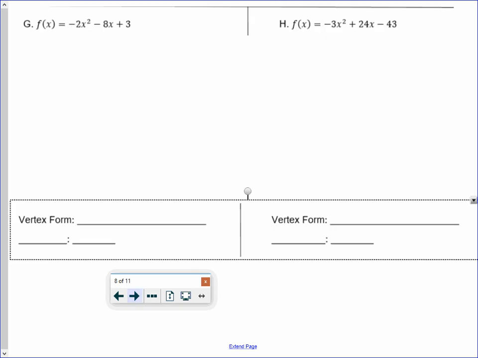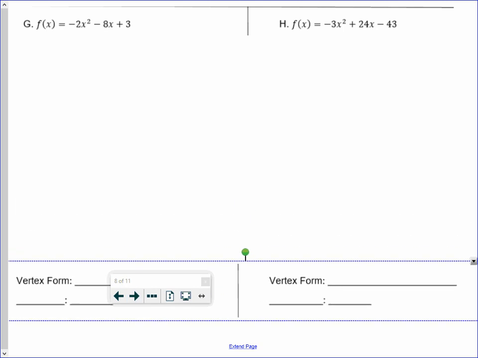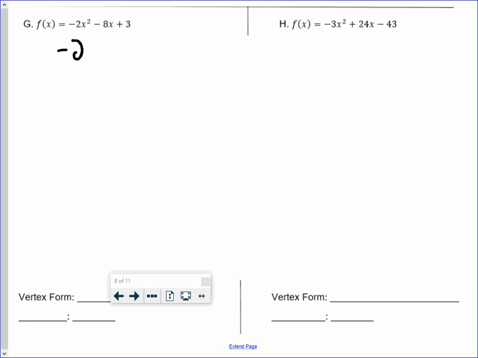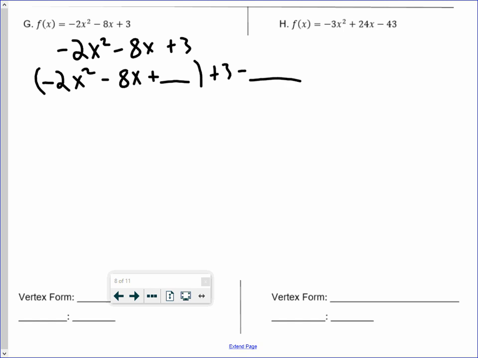Let's keep going. Here we have an instance where we have a negative a, and we solve these exactly the same as we would the previous problem, okay? We're just going to isolate the very first two terms, the two x's, so negative 2x squared minus 8x plus 3. We isolate the first two, negative 2x squared minus 8x plus a blank, then plus 3 minus a blank. We add a blank, we minus a blank, that's the same thing. From here, we're going to take out that negative 2, because it's just going to make our life a hassle. So let's get rid of it and simplify this as much as we can.